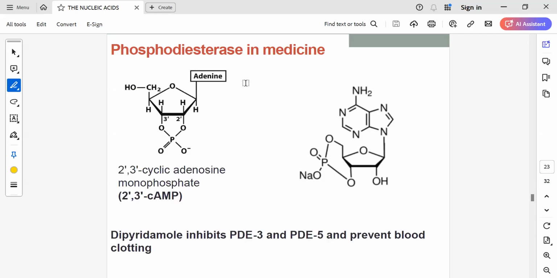So what is the importance of phosphodiester bonds, also the phosphodiesterase in medicine? When you have 2', 3' cyclic adenosine monophosphate, we call it 2', 3' cAMP. We have an enzyme, and inhibitors have been developed. Dipyridamole is an inhibitor that inhibits the phosphodiesterase enzymes, and this inhibitor is known to prevent blood clotting.